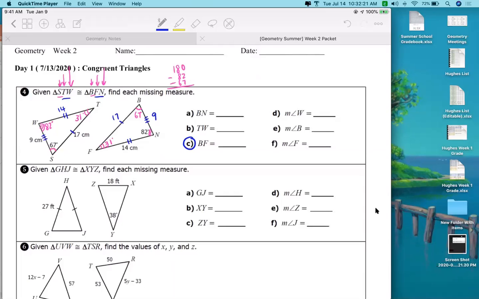That's it. It would be 17 because BF from B to F, this length. Remember how I just marked it 17? That's your answer, okay? So I don't want to see any letters in this section. These should be all numbers. Same thing to number 5. It should be all numbers.